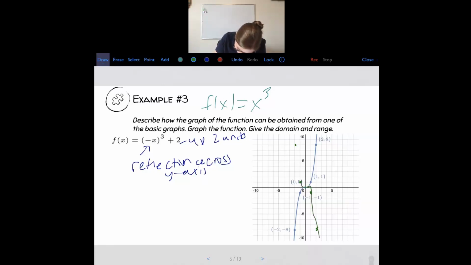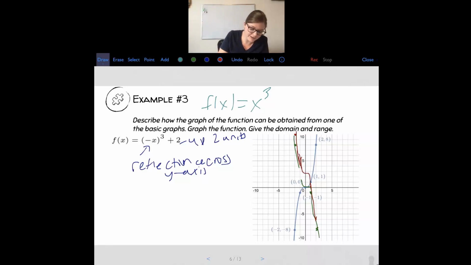Not bad. Okay. And then we have to move it up 2 units. So every point goes up 2. Oh, that's really bad. Okay. Every point goes up 2 units. Okay, so now I have something that looks like this. Okay. Got a little bad in there. Okay. Something that looks like this.